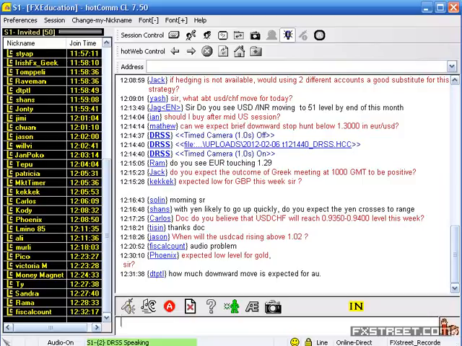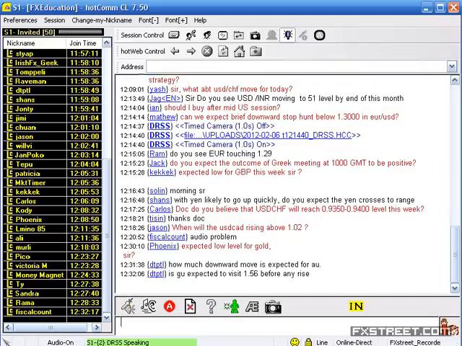Probably it will breach 1.07 by tomorrow and then go up, and it is going to be range bound, as I explained, because not much of a drop is expected in the case of the Australian dollar, and the gain is also going to be very minimal. The Australian dollar is expected to be in the range.